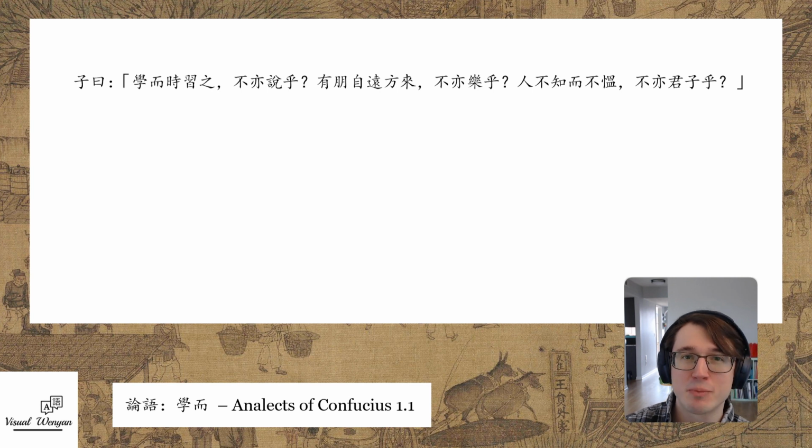Today, we're going to be jumping right in, taking a look at the very first line of the first section of the Analects, in Chinese, the 论语. In English language scholarship, this is generally referred to as Analects 1.1. It's the first line, the first section.